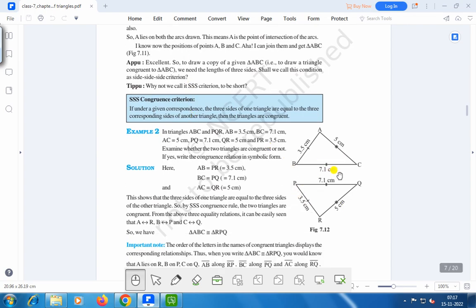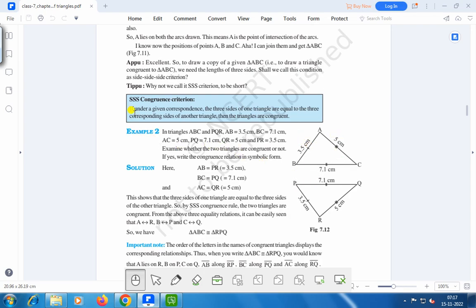this triangle. Here you see BC is 7.1 centimeter, PQ is 7.1 centimeter, AC is 5 centimeter, and RQ is 5 centimeter. AB is 3.5 centimeter and PR is 3.5 centimeter, right? That means this is the side, side, side congruence rule.